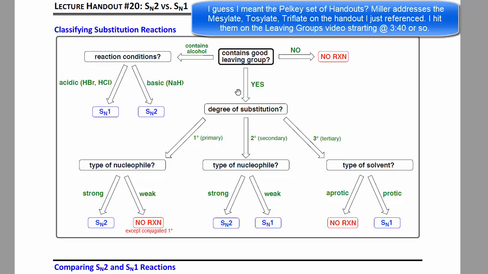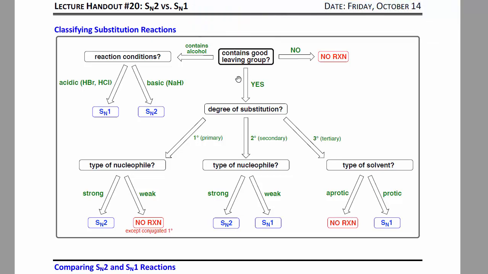Alright, if you have a good leaving group, by which we mean probably a halogen or a mesylate, tosylate, or triflate, then the next question becomes one of degree of substitution for Professor Pelkey. And again, you see how this fits in with the Miller handout. A primary can only go via SN2, a tertiary can only go via SN1, and if you have a secondary, then there's a decision point possibly to be made. Professor Pelkey is using a nucleophile to decide between whether an SN1 or SN2 reaction can happen or whether no reaction takes place. Likewise, he uses the solvent to decide whether an SN1 reaction or no reaction takes place.